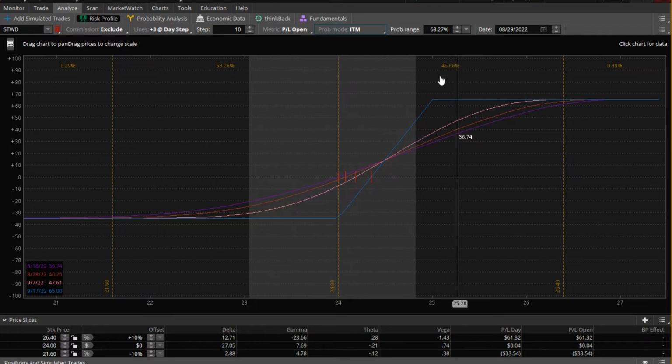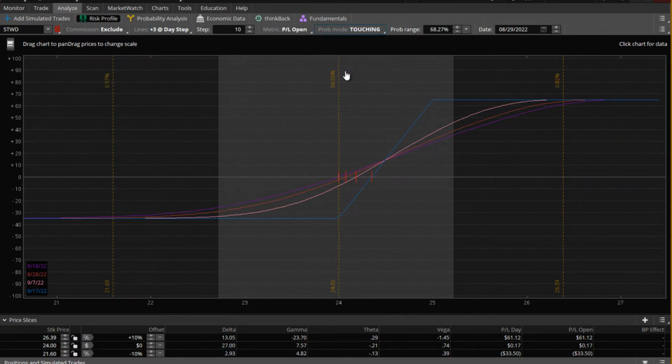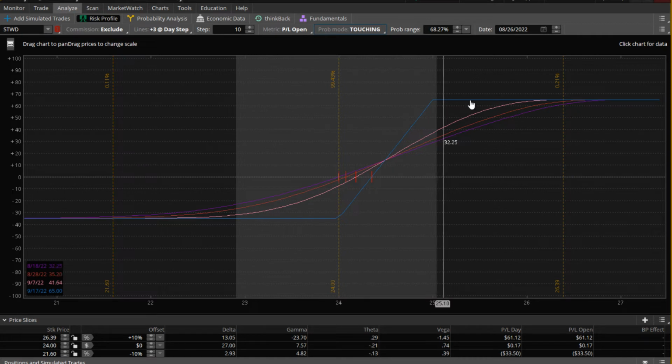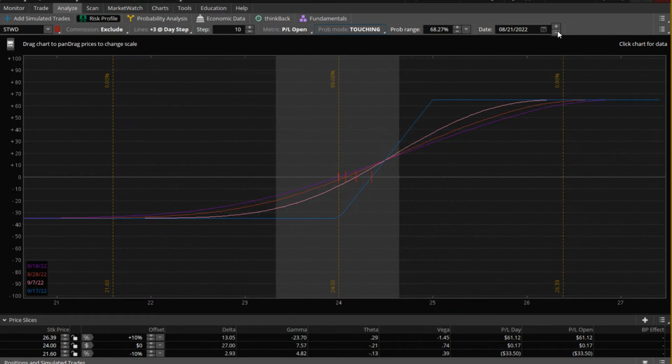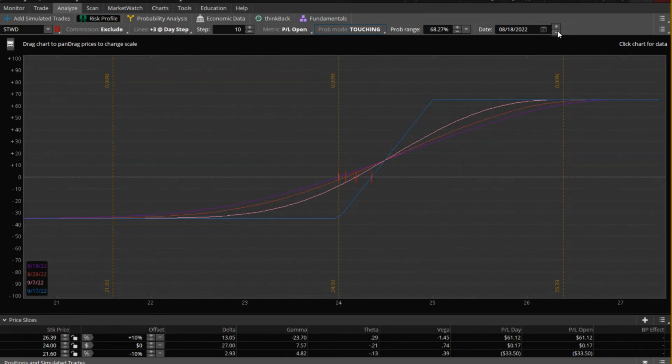This is also where you could move over to touching, the probability of touch, and it's basically the same idea. It's the idea of, hey, how far can it go in this amount of time, the selected days, to where it could touch the upper or lower range. Pretty cool. So it's almost the same thing that you're looking at. Let me back this down to where we were for today. You can see it goes gray. And let's talk about these price slices.